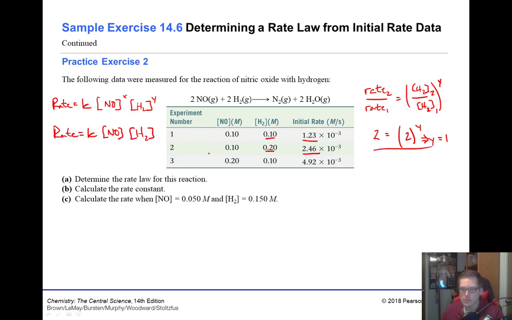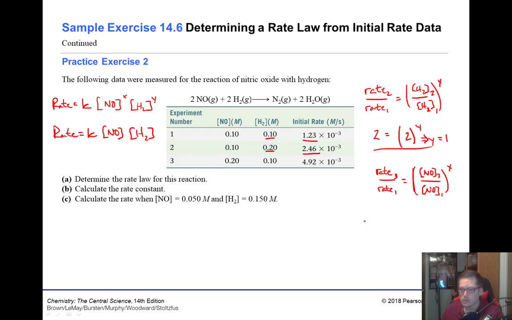So we can also do the next one here. The next one we're going to be looking at is experiment 1 to 3, because this is where we keep H2 the same in experiments 1 and 3, and then NO is doubled. So for the rate of 3 over the rate of 1, that's going to be equal to the concentration of NO in experiment 3 over the concentration of NO in experiment 1, raised to some x value.